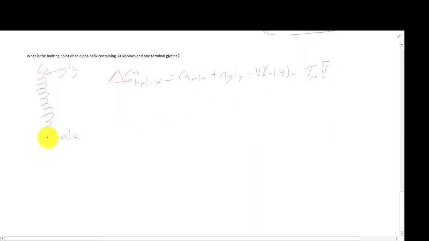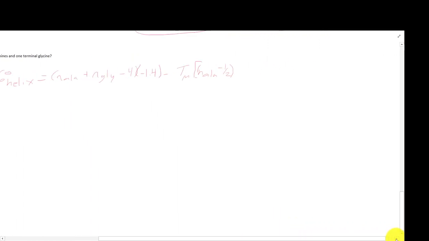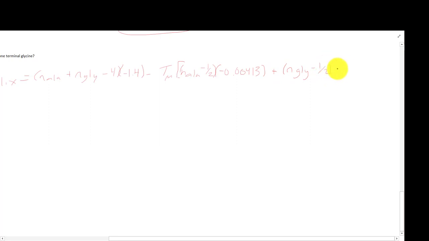Now, in this case, we have an alanine on one end and a glycine on the other. So that means that our alanine is going to be subtracted by 1/2. Because only the alanine has half of a set of angles unorganized. Okay, so that's also going to be multiplied by its entropic cost. And the same thing is going to happen to N-gly. Because glycine is also half locked. So there is our equation.